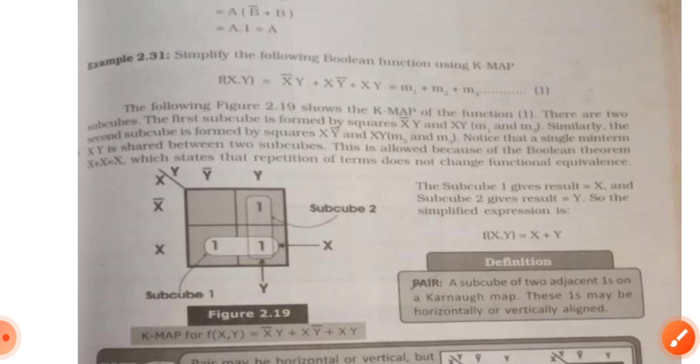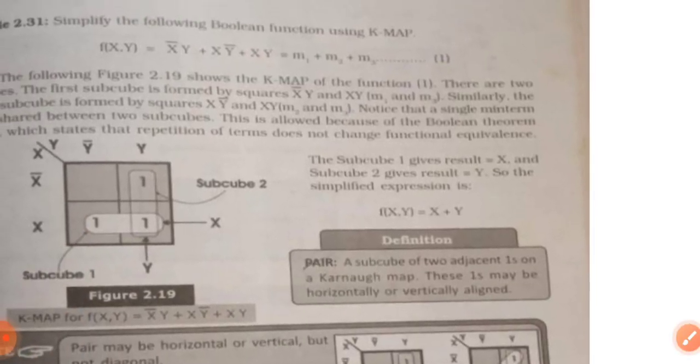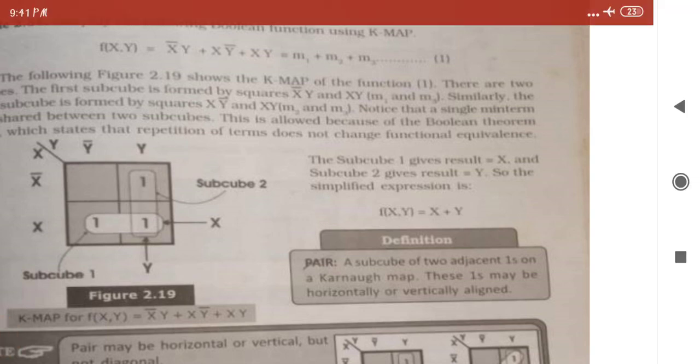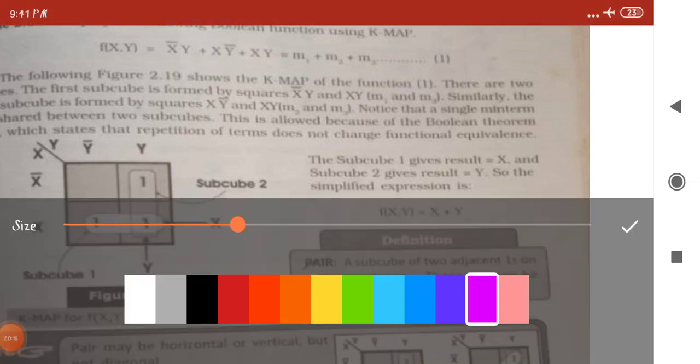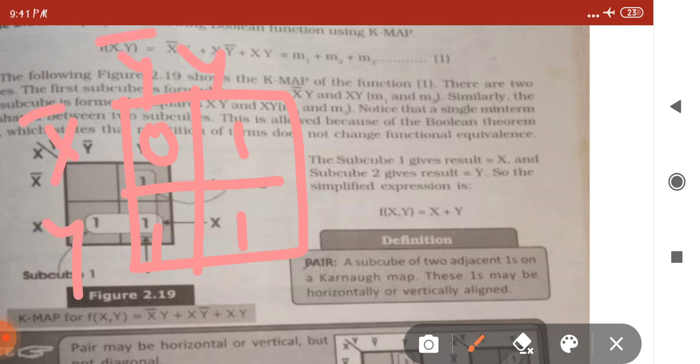What is the definition of the subcube? What do we call it as a pair? A subcube of two adjacent ones on a K-map. The ones may be horizontally or vertically aligned. Horizontally and vertically aligned, we have seen that one. I have drawn like that: 0 1 1 1, X bar Y, Y bar Y. This is the map.